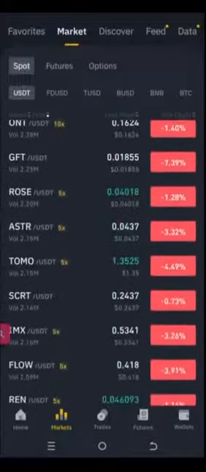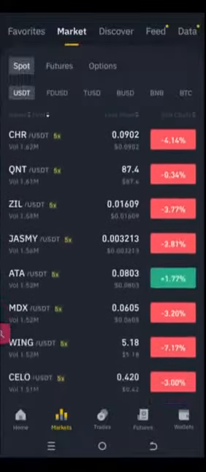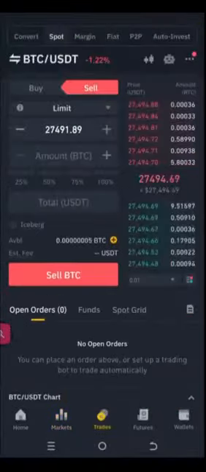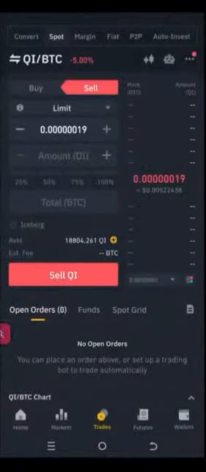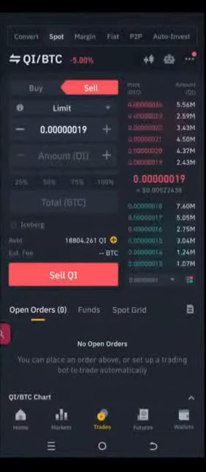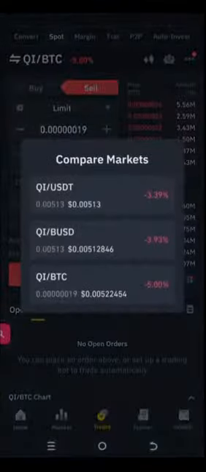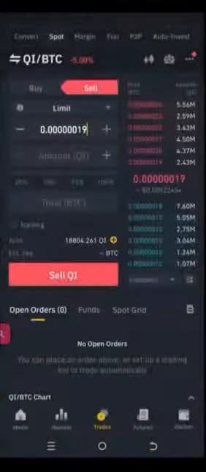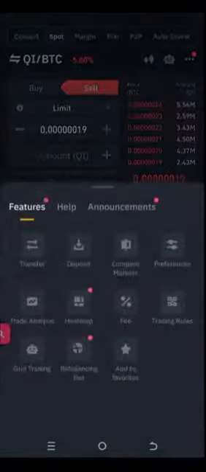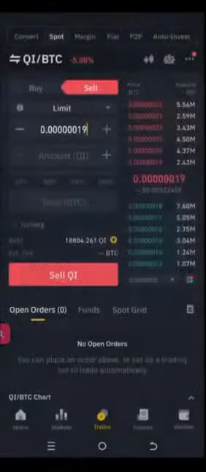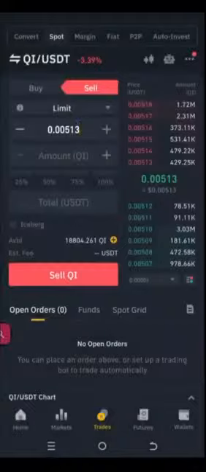It's almost 90% red. And so in that case, we'll definitely have to set a sell limit. And that's all we're going to do. So let's go and check. We're just going to have to wait. Oh no, this is QIBTC. Let's go back to QIUSDT. So we're going to set a sell limit and just wait for it to execute.